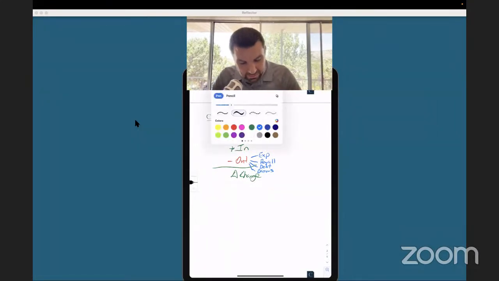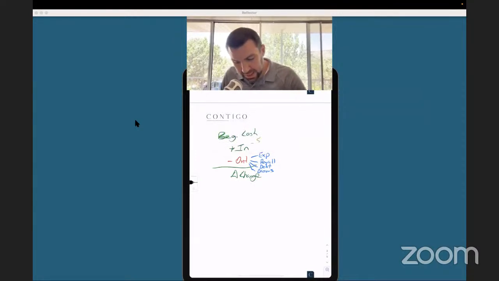Cash coming in can be sales, but this has to be cash sales, not just because you invoiced someone. Actual cash coming in the door. It could be financing, and it could be owner contributions, where you are putting money into the business. None of this stuff is rocket science.